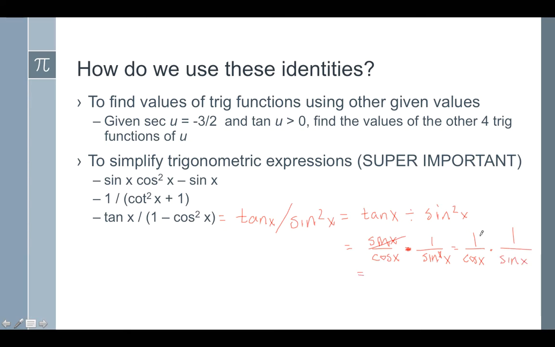And that's just going to equal, okay, well, now I have fractions that I want to get rid of. 1 over cosine is secant. And 1 over sine is cosecant. And that is what we would call our simplified version, secant of x times cosecant of x.